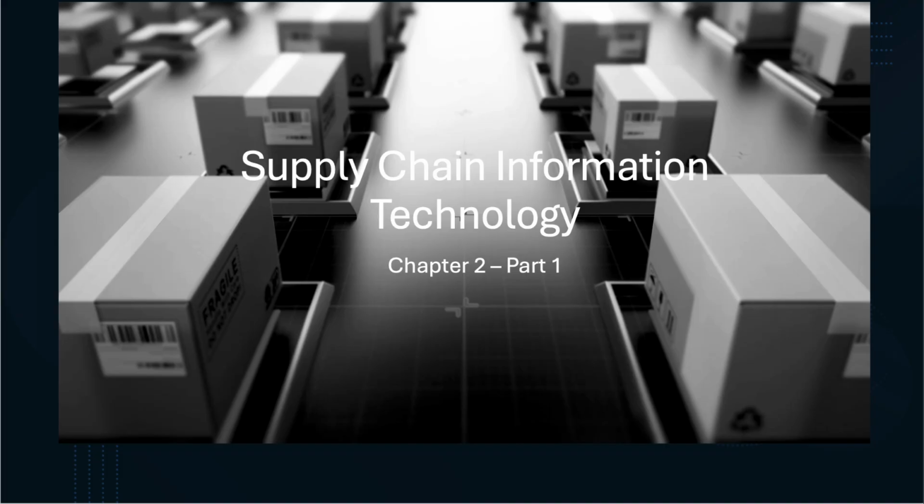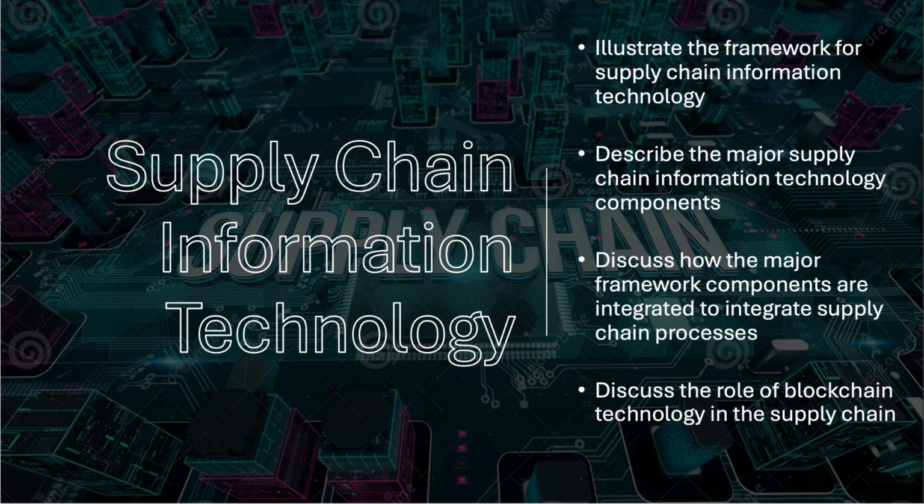So, as we go through this chapter, keep this central question in mind: how does information technology make supply chains faster, more visible, more integrated, and more responsive? Before we examine specific technologies, let us first look at the learning objectives for this part of the chapter. This section has 4 main objectives.